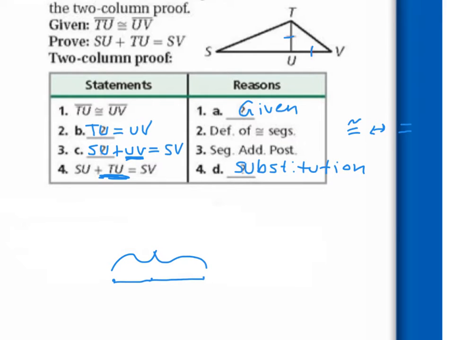Wait, how's it substitution? Because we got rid of something and plugged something else in its place. Substitution property of equality. What did we get rid of? We got rid of the UV and inserted the TU because we know that TU is equal to UV.